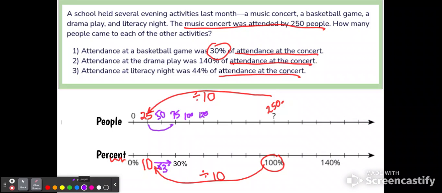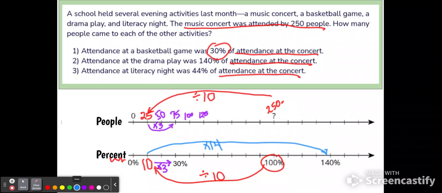25 times 3 gets me to 75. Okay, I don't want to have to count all the way down to 140. So instead, I'm going to say 10 to 140. How many groups of 10 are there in 140? You guessed it. There are 14.